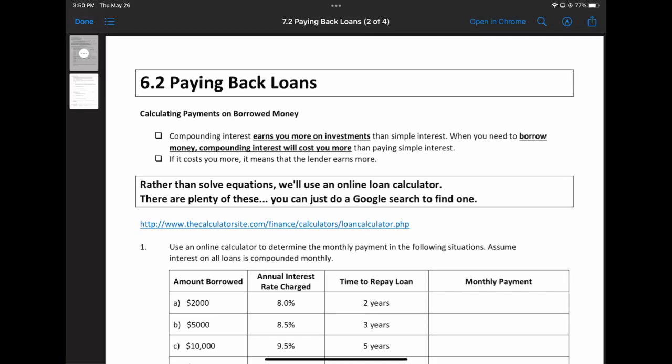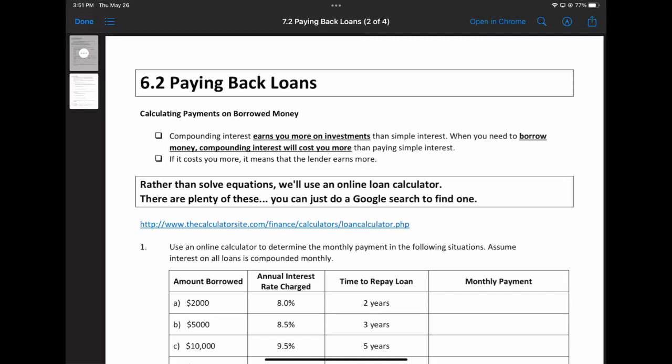So what we're going to do, rather than solve equations, which are much like the annuity equations from last unit, they're actually slightly different, is use online calculators for this particular lesson, because we don't need to learn the math again. And realistically, most people who are doing loans will use online calculators down the road anyway. So in the lesson, you'll notice that there is an online calculator linked there. You can just click on it and open that up.